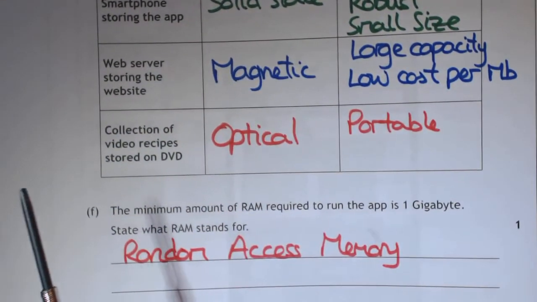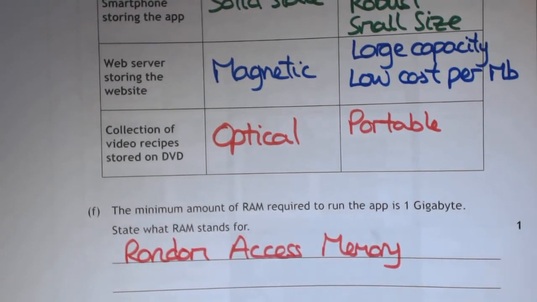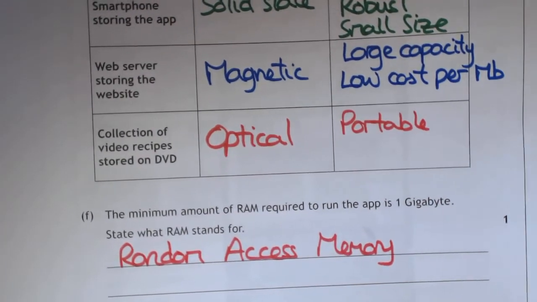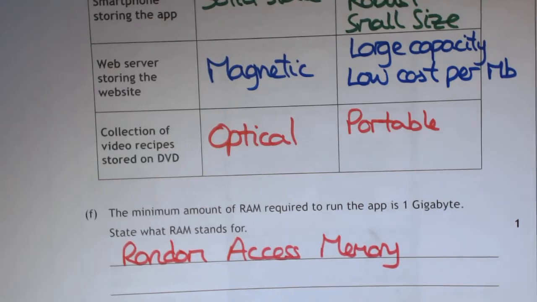And obviously this app, when it runs from backing storage, has to run into memory, and it's loaded up into RAM. And what type of memory is that? That's called random access memory. So that's just a wee abbreviation that you need to memorise. That is the end of that.